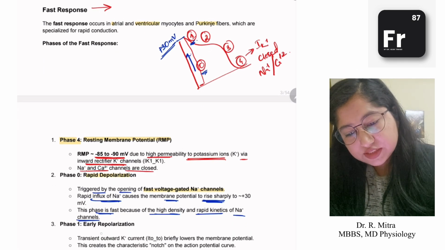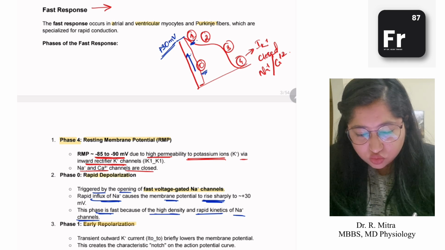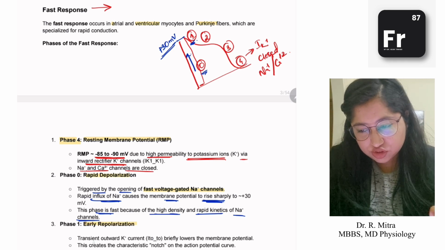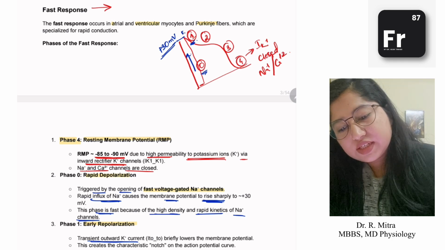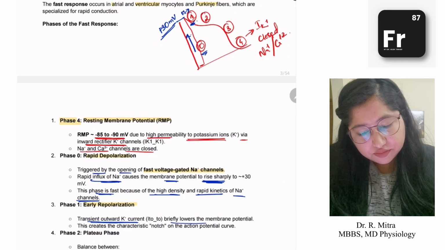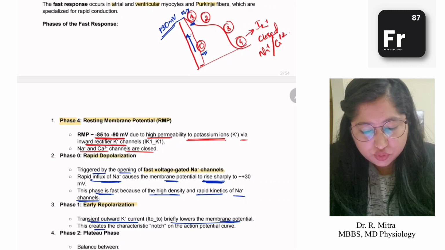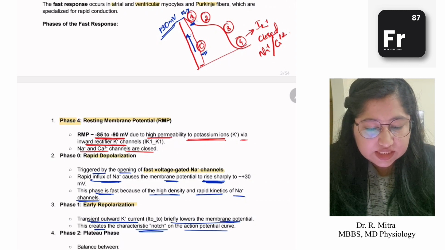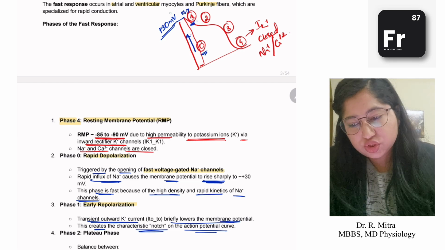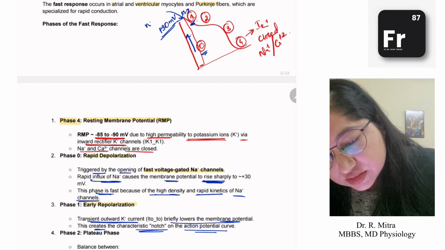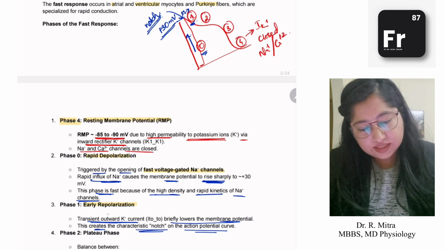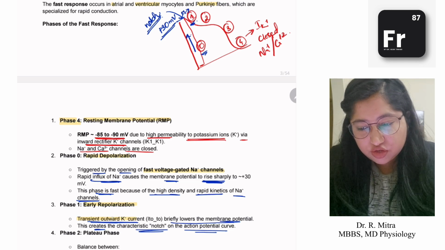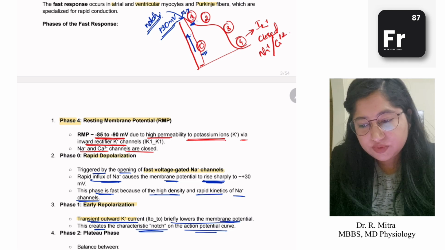Next, we move on to phase 1. Phase 1 is known as early repolarization. There is a transient outward potassium current which briefly lowers the membrane potential, and this creates the characteristic notch on the action potential. This point here, as you can see, is the notch. This notch is created by the transient outward potassium current.